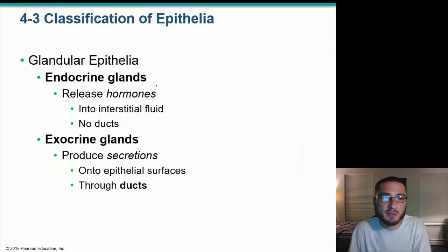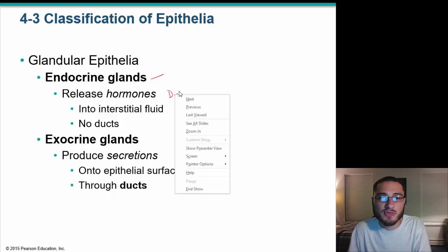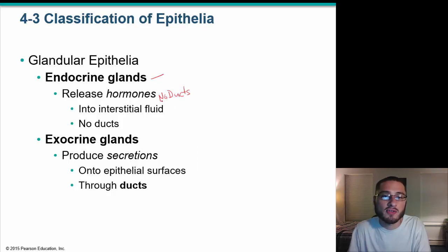There are two different types of glands that we talk about in this course. You have endocrine glands, which, I'm sorry, excuse me, don't have ducts. No ducts. They release hormones into interstitial fluid. And then you have exocrine glands, which do have ducts. So you have ductless, and then you have ducts.